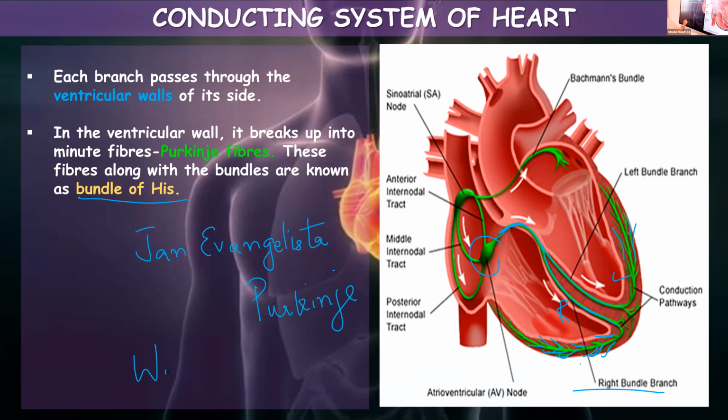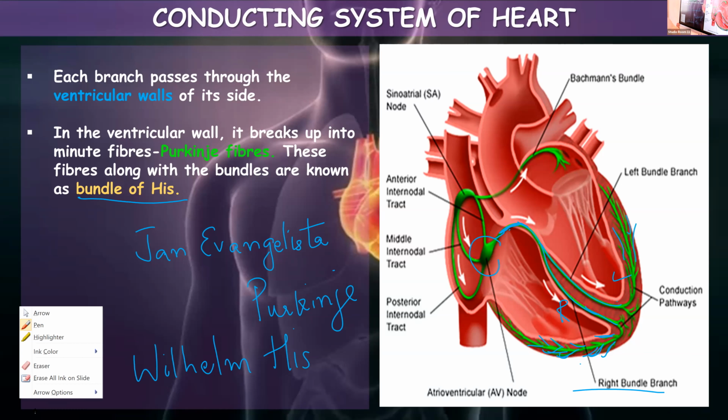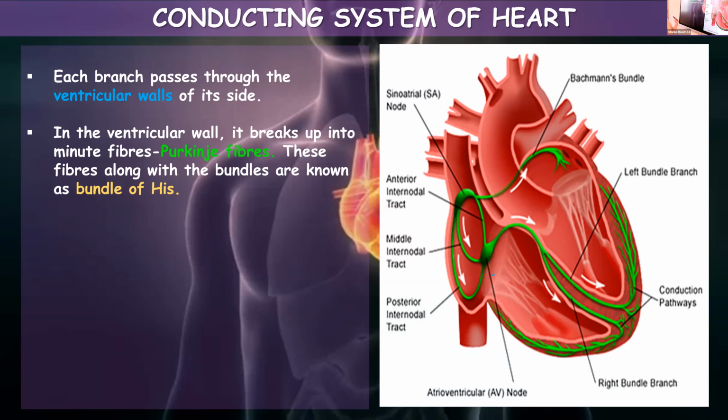It's also named after the scientist Wilhelm His. So it is named after the scientist who found it out. So what is meant by the bundle of His? Purkinje fibers along with the right and left bundles. So simply you can't say right and left bundles. If the question is asked, you should write from where these bundles are being formed. Right and left bundles, how are they being formed?